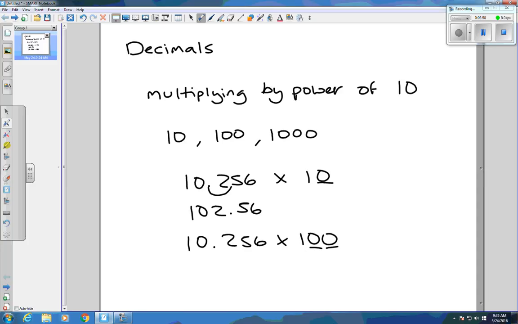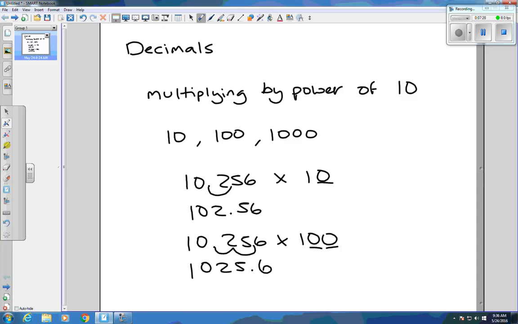So you're going to take your decimal point and move it to the right 2 zeros. So 10.256 multiplied by the power of 100, or times 100, you move your decimal point over 2 spots to the right, which gives you 1,025.6. So instead of taking your calculator out, your book shows you how to multiply by the power of 10 by moving your decimal point to the right.